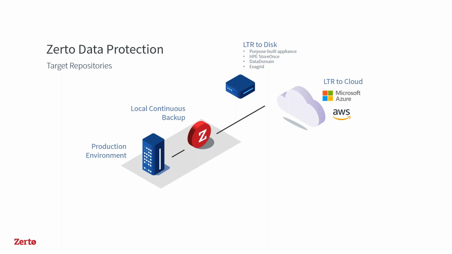And that's actually an additional feature to what we already supported, which is long-term retention to disk. And those disks could be anything: NAS, so SMB and NFS protocol, or a purpose-built backup appliance. We have built-in native support for HPE StoreOnce and its Catalyst API. We support Data Domain and ExaGrid. So maybe you already have one of those appliances running. You can now start using that for long-term retention with Zerto. So providing local continuous backup in the front end and long-term retention in the back end using your existing appliances.